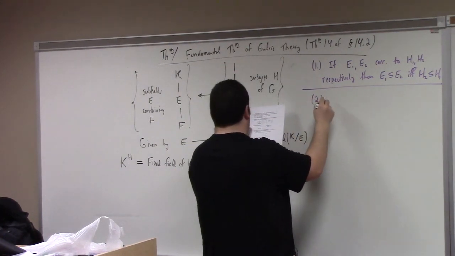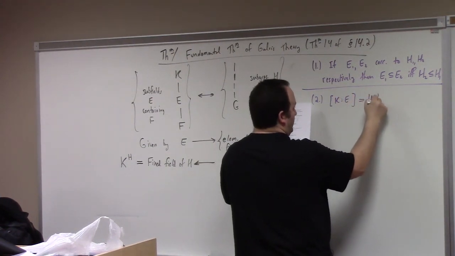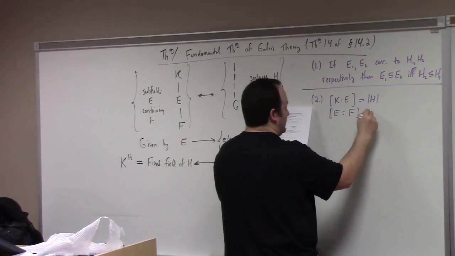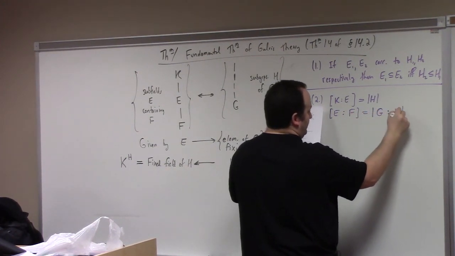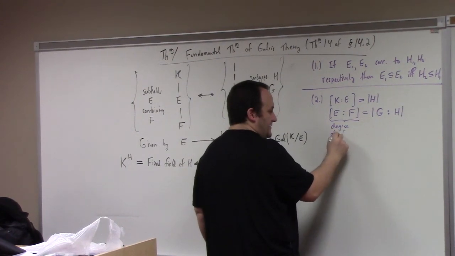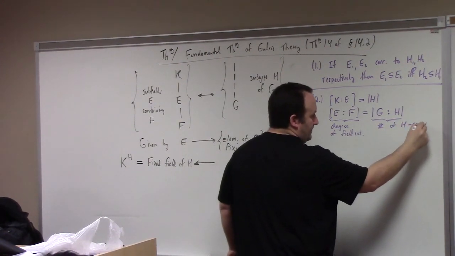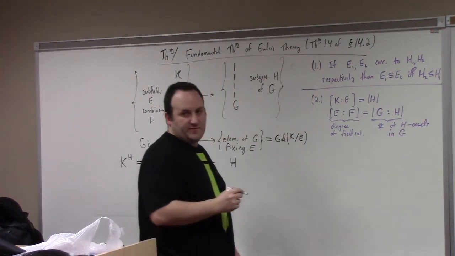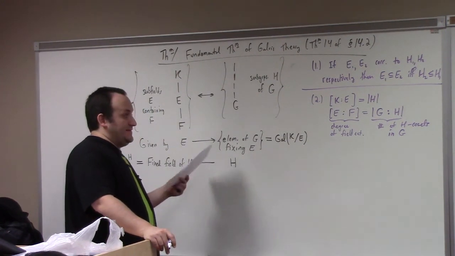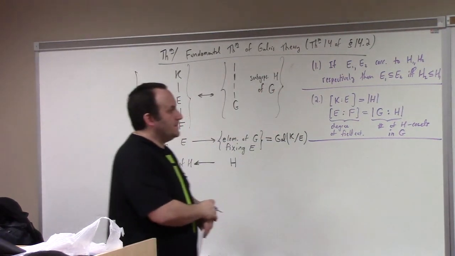2, the degree of K over E equals the size of H, and the degree of E over F equals the index of H in G. So you notice that these are different animals. Here we're talking about degree of field extension, right? Here we're talking about number of what? Number of H cosets, right? In G, so group theory versus field theory there. Oh, I mean, that's the statement. So it's not if and only if, it's just, hey, that's true. Okay.